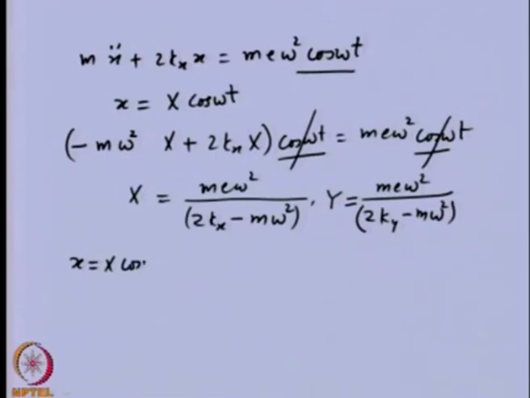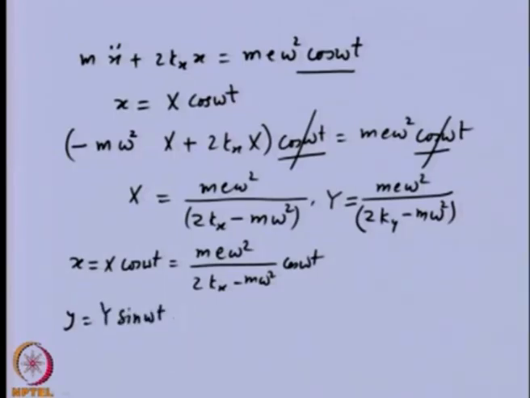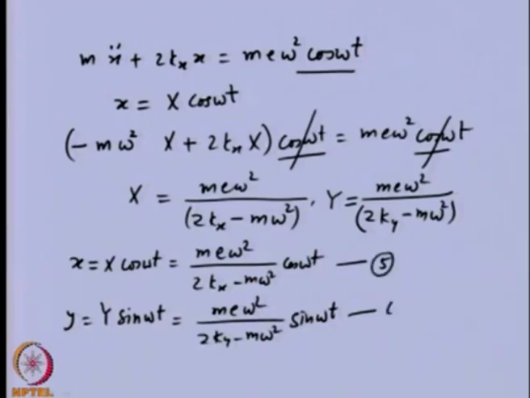x cos omega t, and that means we can write this as 2 kx m e omega square cos omega t. Similarly, y we can write as sin omega t, because there the forcing is sin omega t. So, response also will be sin omega t. So, this is the response. Let us say this is 5th equation, this is 6th equation.